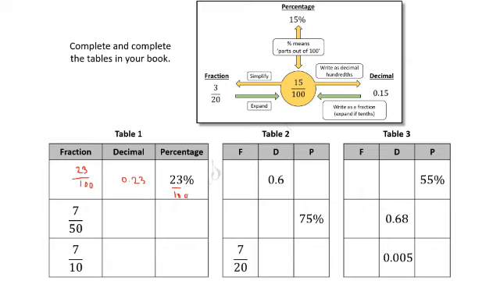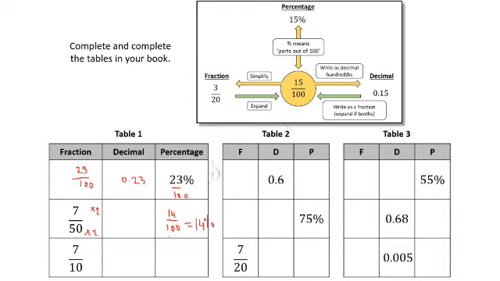Here, next one, 7 by 50. Let us take percentage. When we multiply both the numbers by 2, we will get how many are in 100. So 7 times 2 is 14. 50 times 2 is 100. So in 100 there are 14. So that means 14 percentage in percentage form.